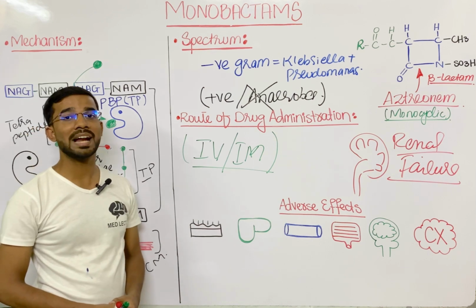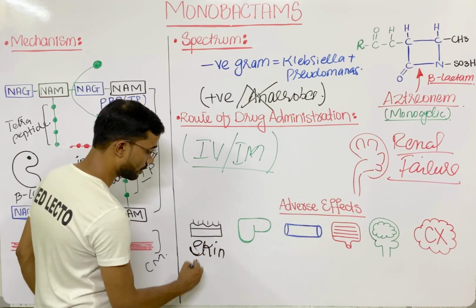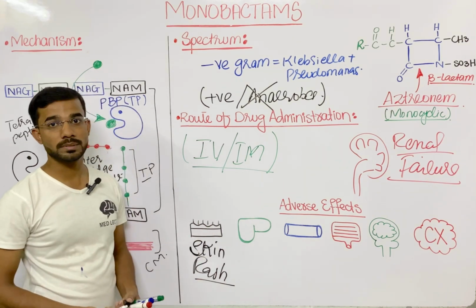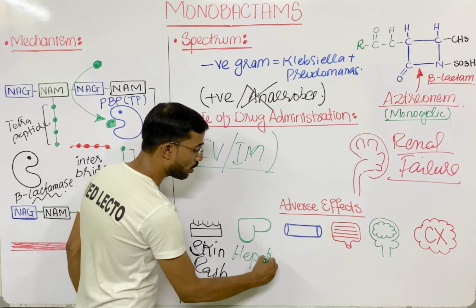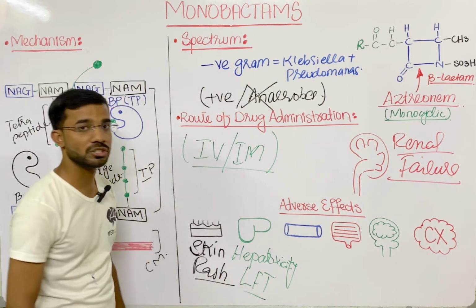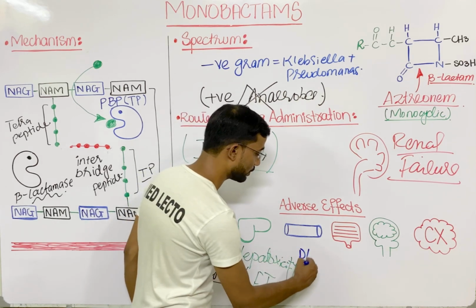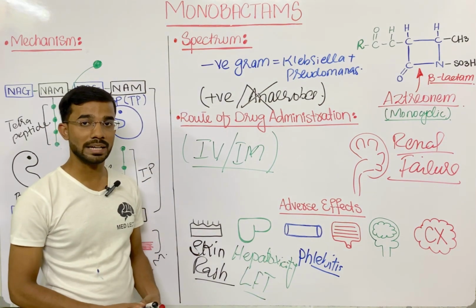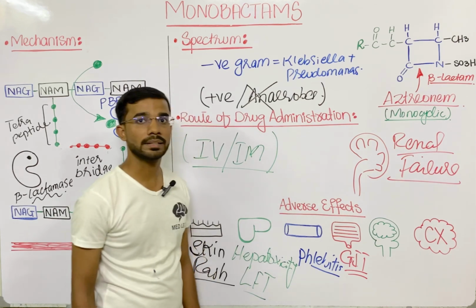Next, if we look at the different adverse effects, the most important adverse effect is the skin rash. But generally Monobactam is considered non-toxic, but these symptoms can happen in certain patients. You can also see the hepatotoxicity. In that case, the liver function test will be abnormal by taking the monobactam. You can also see the phlebitis, inflammation of the veins, can also happen by taking the monobactams. And you can also see the GIT disturbance like the diarrhea.